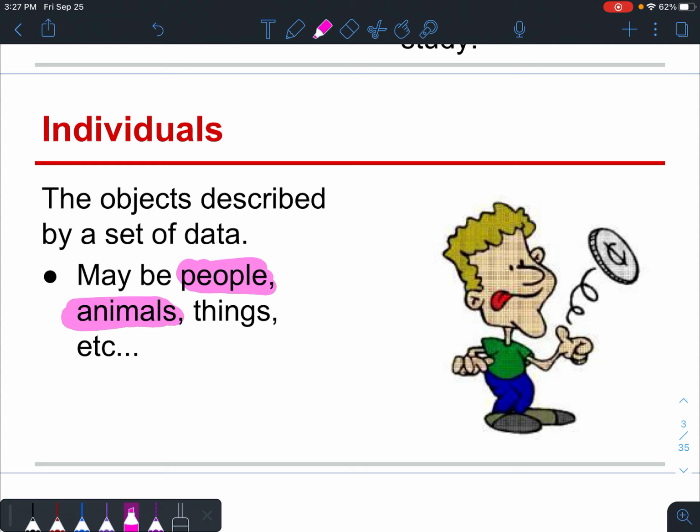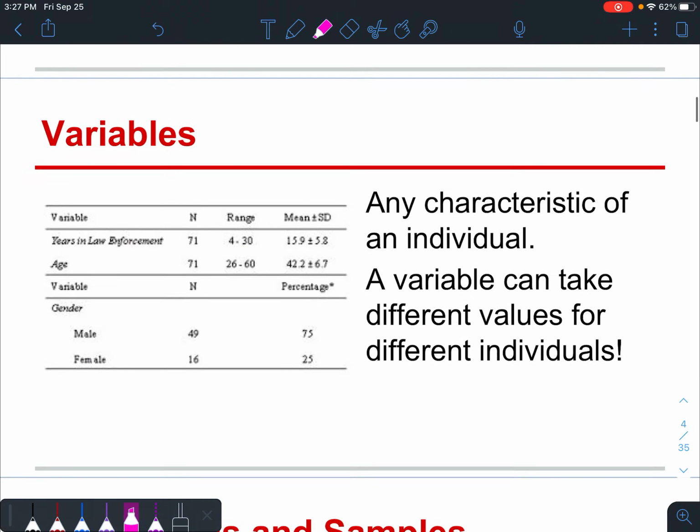Animals, we're talking about birds migrating, and we're talking about numbers of birds migrating. Could be things. It could be the length of your desk or your table. We're talking about coming up with some statistics to describe a set of individuals. In this case, can be people, animals, things, etc. So it could be anything. That's what you're just describing with the set of data.